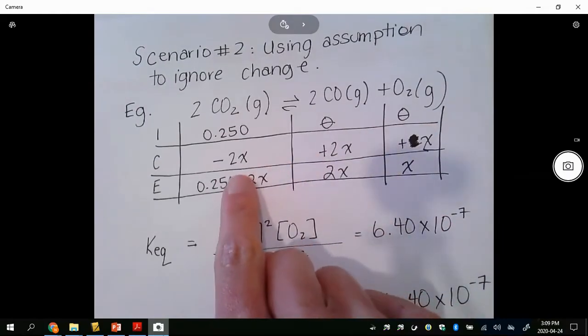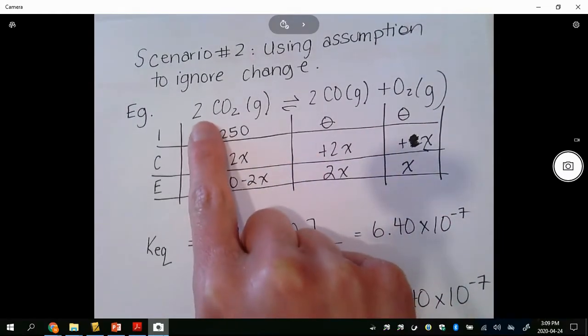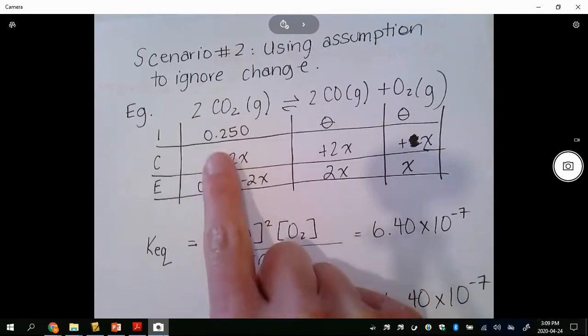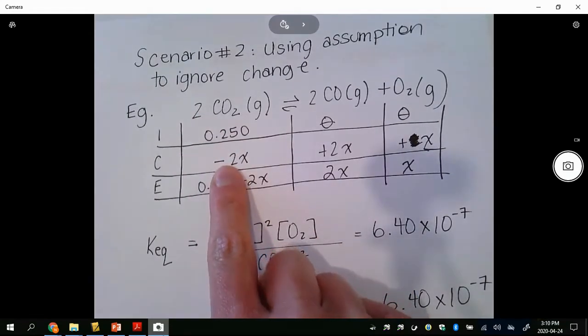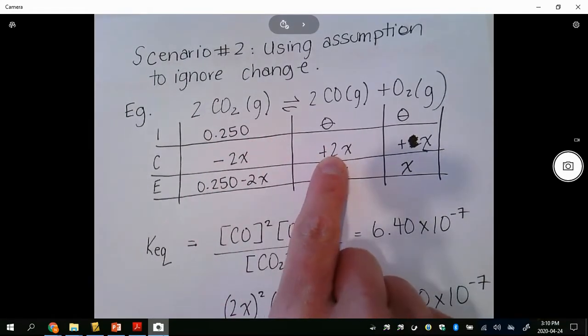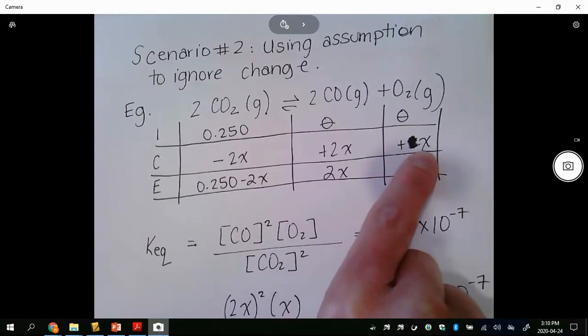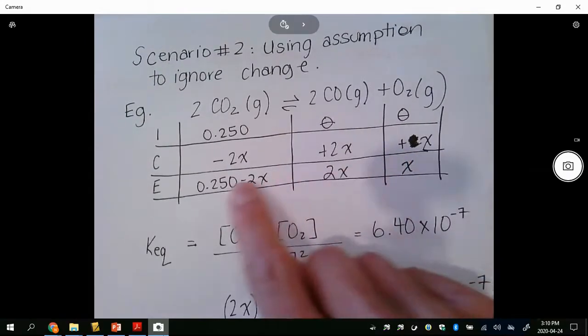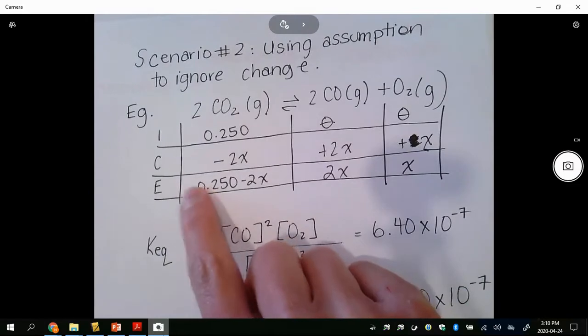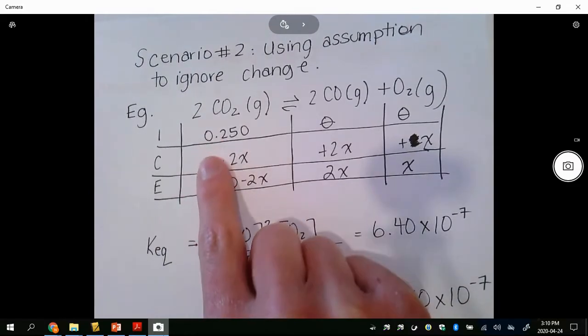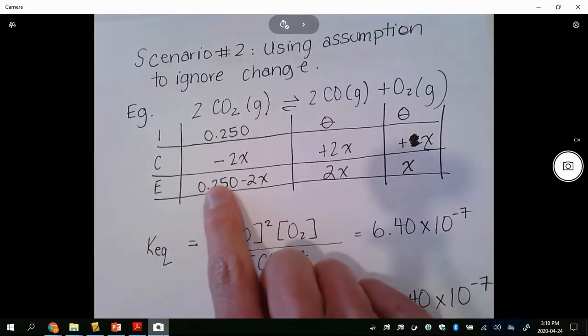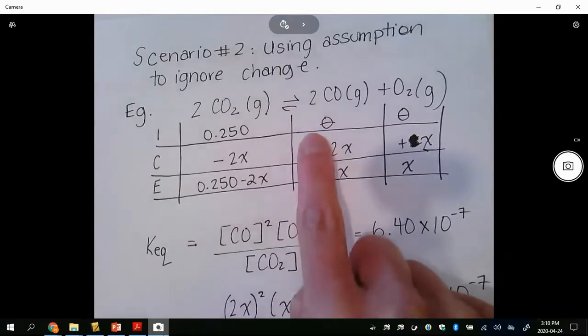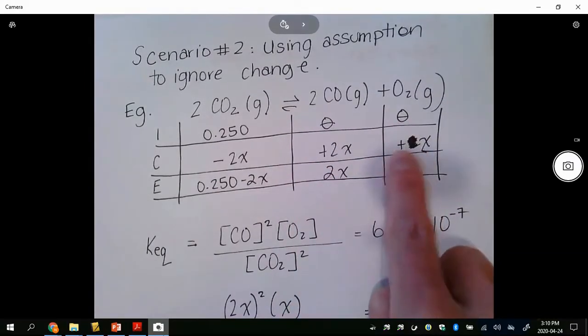Okay, and then we're going to put in the change. You're looking at the coefficients in front of your balanced chemical equation to figure out the change. So this is minus 2x here, this is plus 2x, and this is plus x. Then for E, the equilibrium concentration, you're simply taking I and adding the change. So 0.25 minus 2x, 0 plus 2x is 2x, 0 plus x is x.